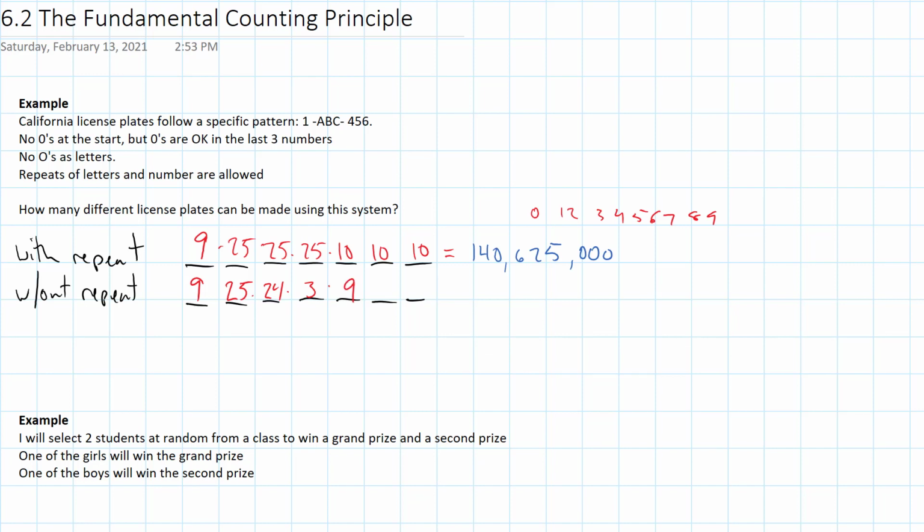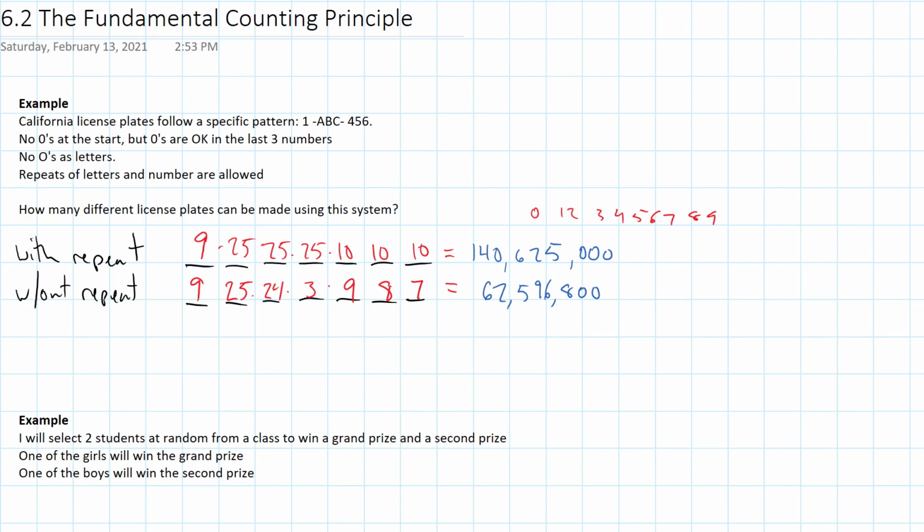Okay, so think about it. I couldn't have used 0, but I've used one of the other ones. So I only have 9 left. And then 8 and then 7. See how that drops by 1 because I've been selecting. And this actually does affect our overall outcome. We only get 62,596,800 possible outcomes.